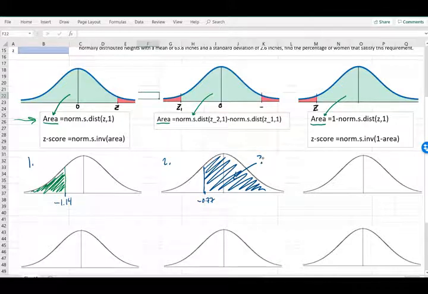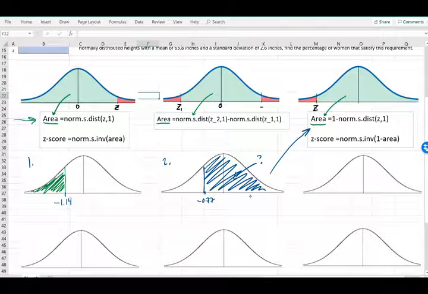Excel can't give us that. Excel could only give us area to the left. So what we do is we use this function up here on the right. So the area to the right of the z-score, which is what we want. So this is like the complements rule of probability.